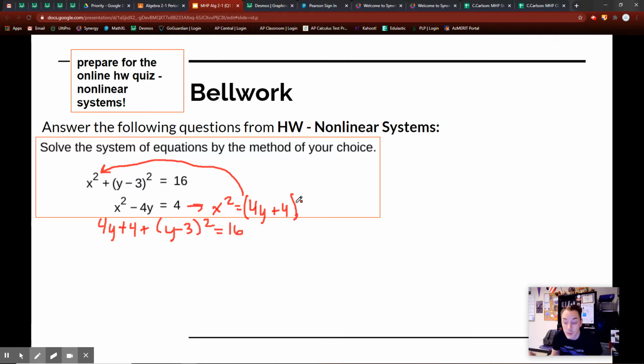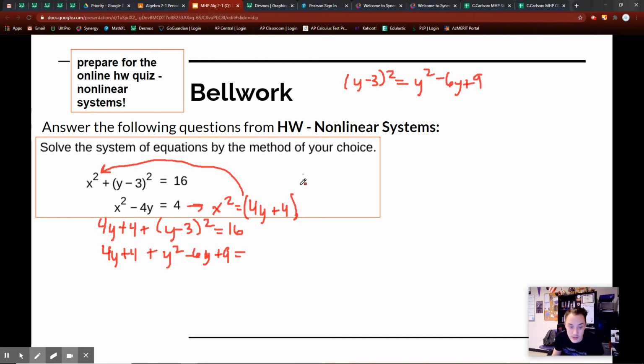Now everything is in terms of y, which is what I want, and so now I can start solving. So this is 4y plus 4. When I do this, this is y squared minus 6y plus 9. That's when it's FOILed out. So y minus 3 squared equals y squared minus 6y plus 9. Just FOIL it out. That's all you're doing. y minus 3 times y minus 3. FOIL it, and that's what you get. And then equals 16.